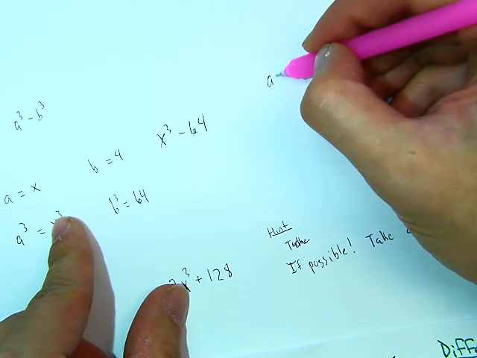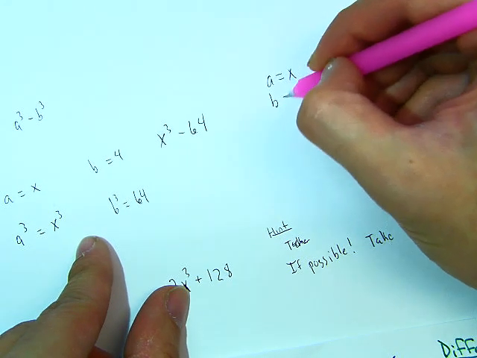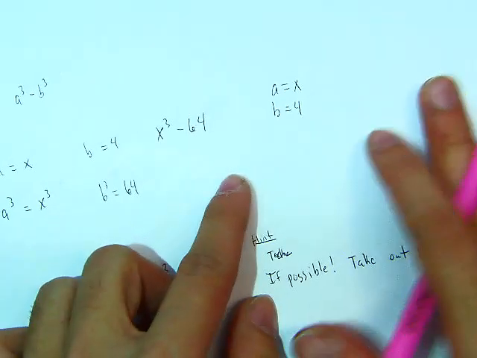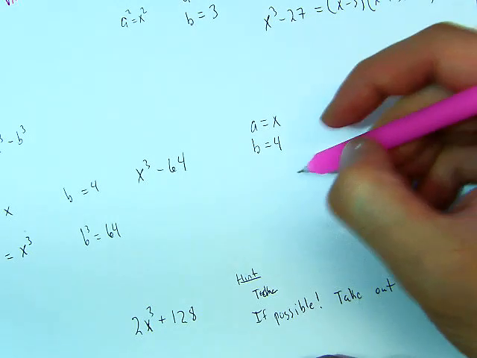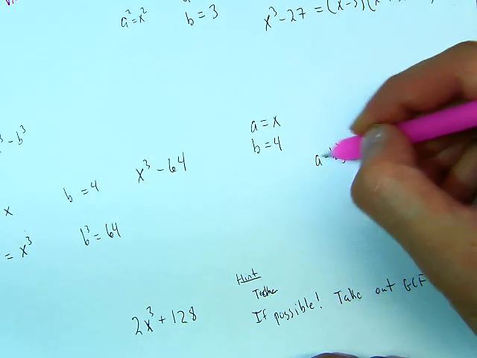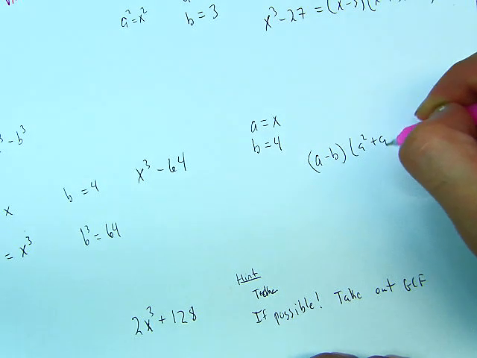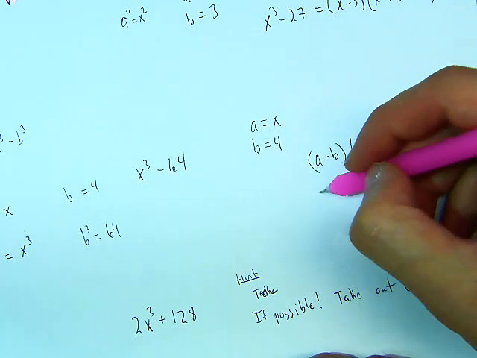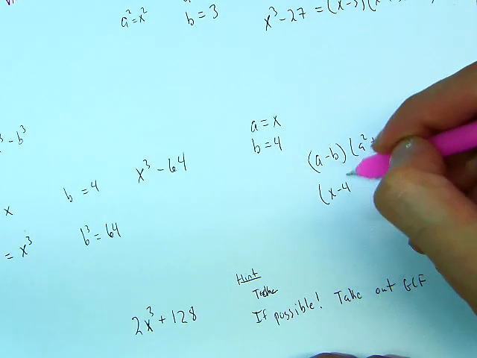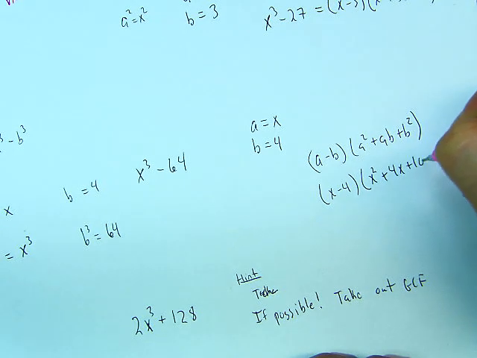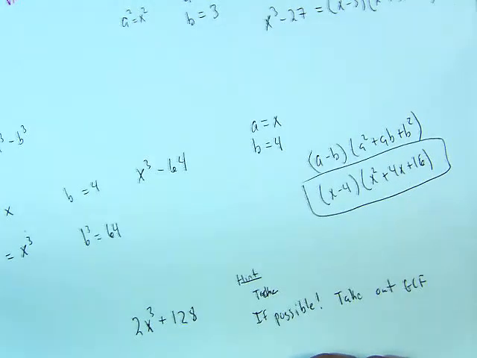so yeah, I know a is equal to x and b is equal to 4, right? This is how you should be setting up this problem. And now you just plug it in. So what's the formula again? It's a minus b times a squared plus ab plus b squared. And that is equal to, you just substitute it in. You get x minus 4. And then what does this become? x squared plus 4x plus 16. And that's it. That is it. We're done.